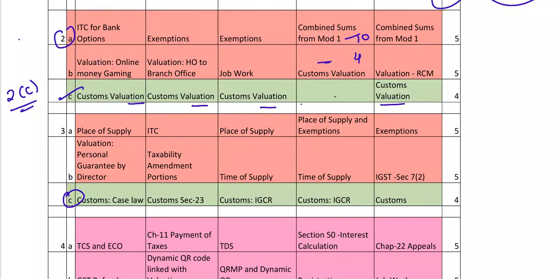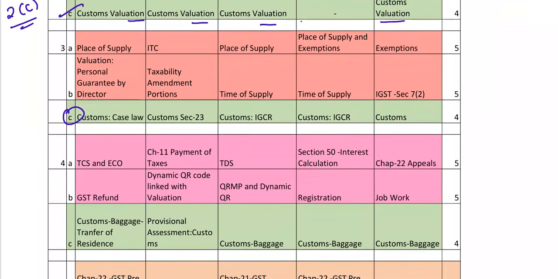3C again your customs part. In this you're going to get customs case law, Section 23 and then IGCR rules. Two times you are getting these questions, and this is a general case law question, so I have written it as customs. You are going to get case laws, the common questions. Section 23 again is a customs part, not specific but the customs area.